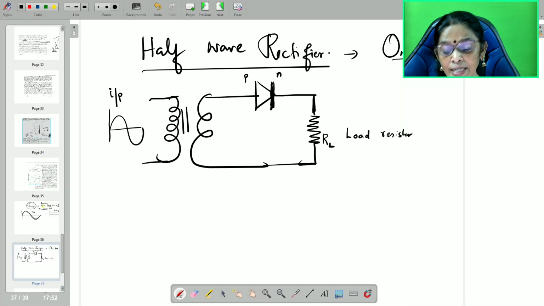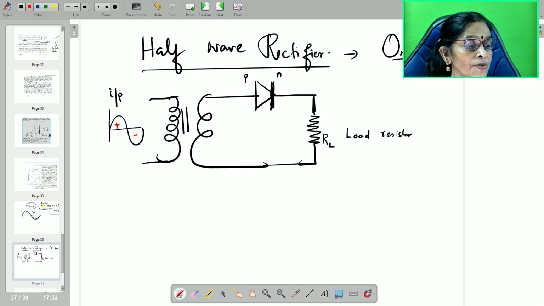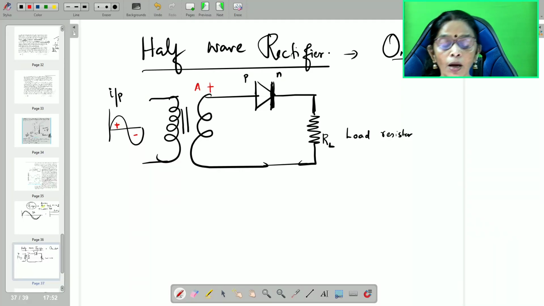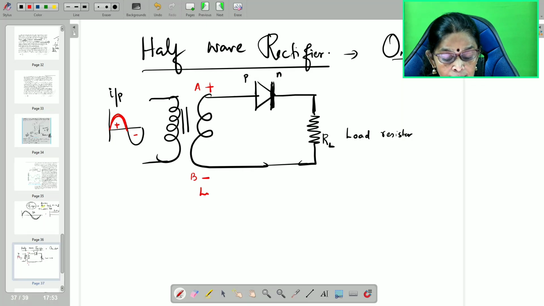So this input is AC. This is called the positive half cycle and this is called the negative half cycle. During this positive half cycle, end A is at higher potential. How do you say higher potential? This is the positive half cycle, right? So end A is higher potential and end B is lower potential.